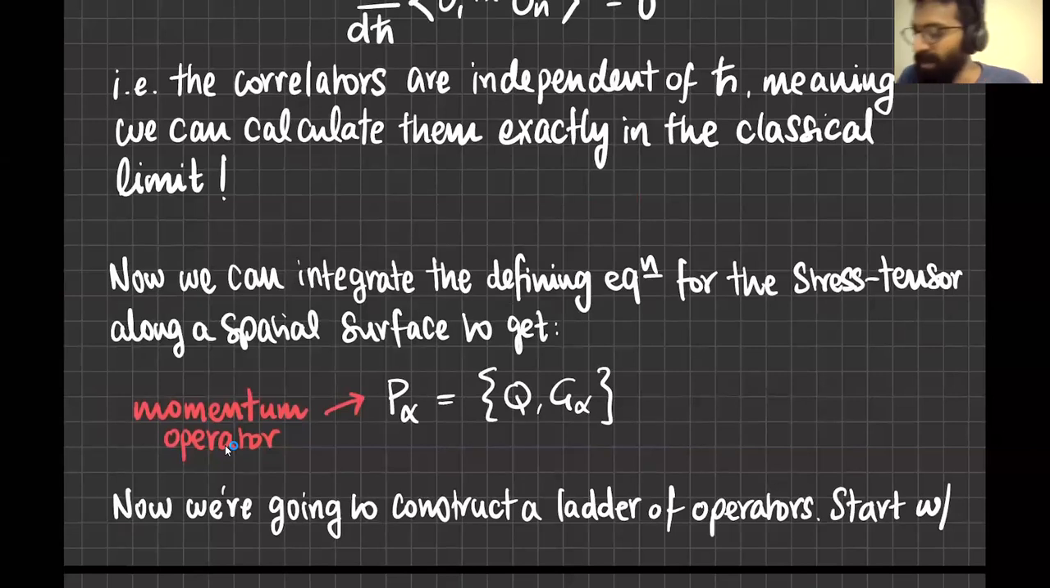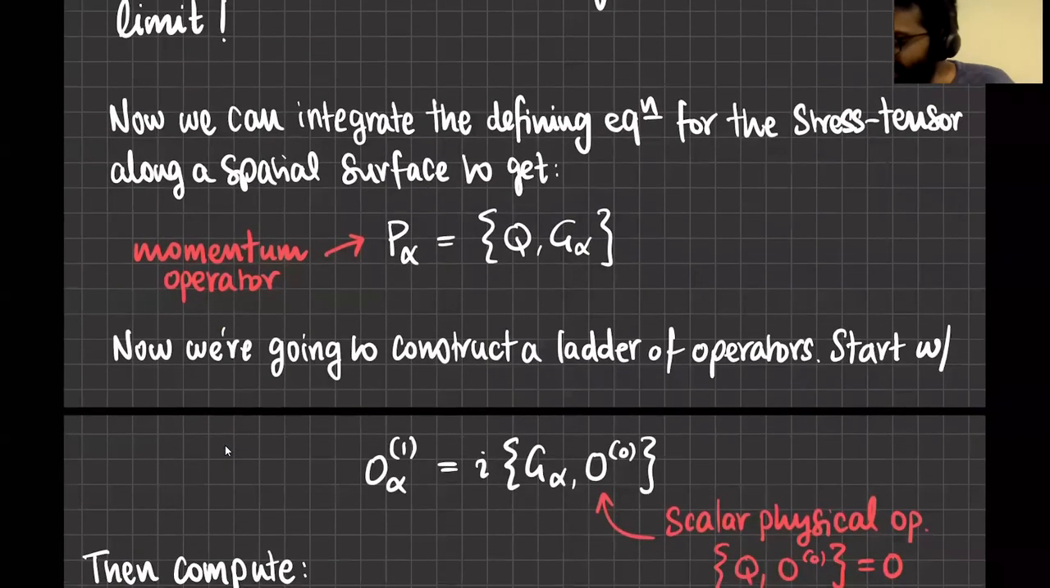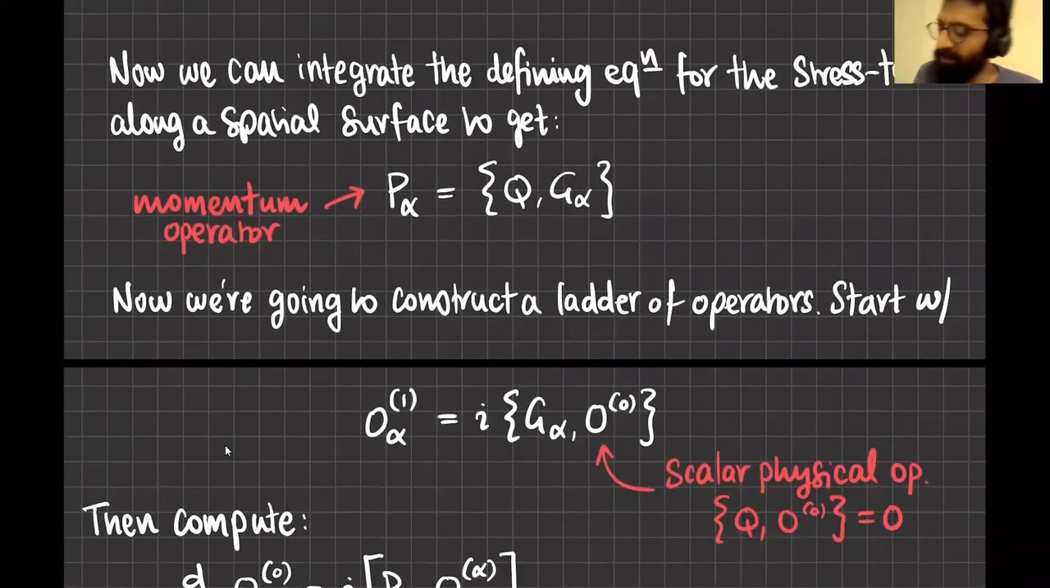Okay. And now we're going to construct a ladder of operators. Not a ladder of operators, maybe ladder is a bad word. We're going to construct a set of operators, right? So let's start off with the physical operator O. It's a scalar physical operator, right? So when I say physical operator, I mean that.